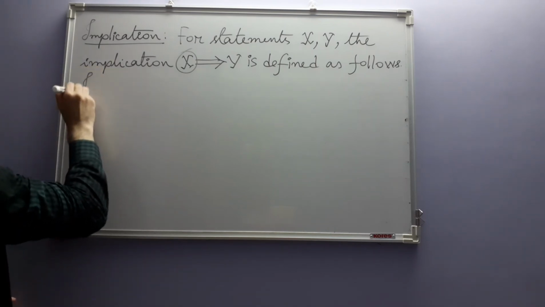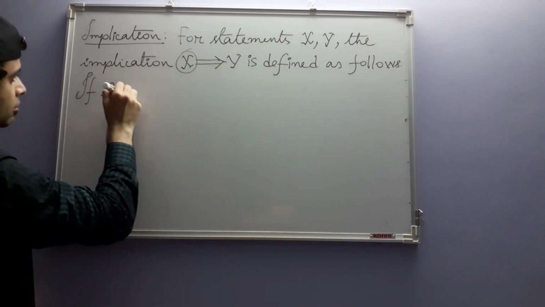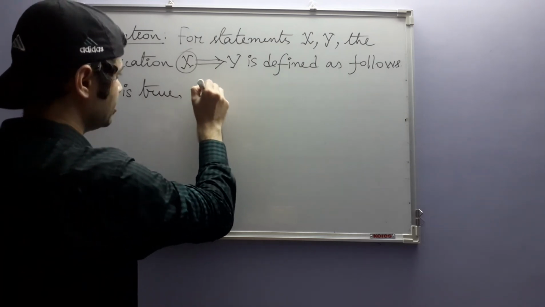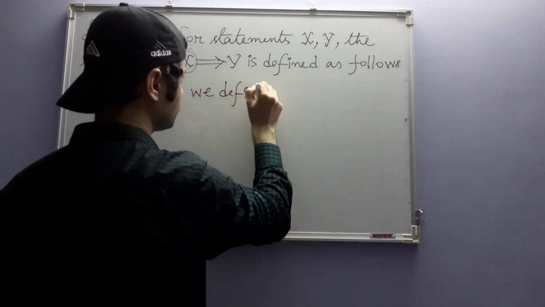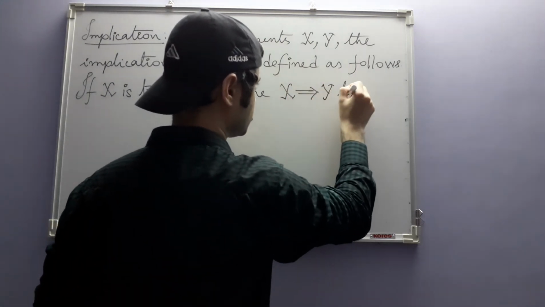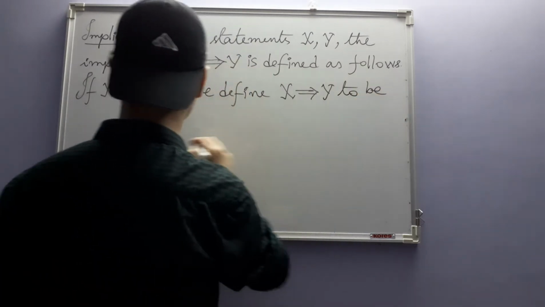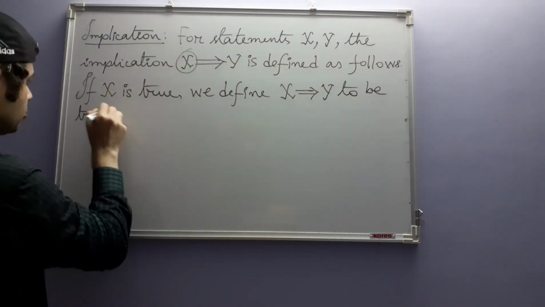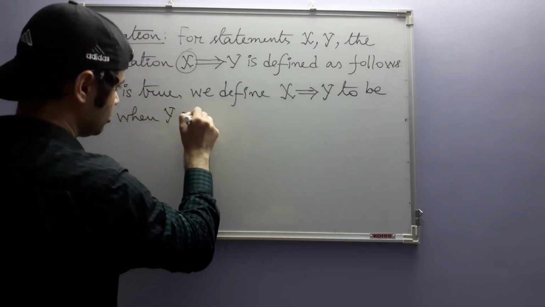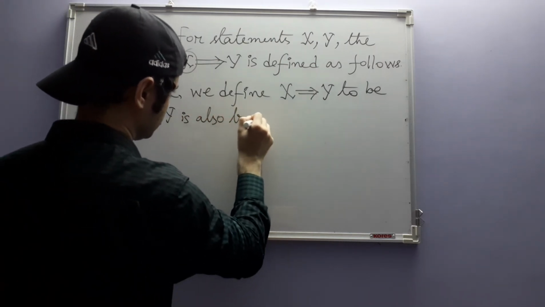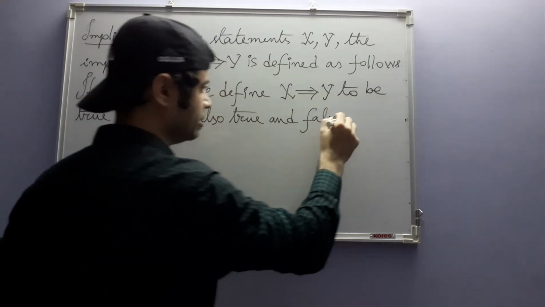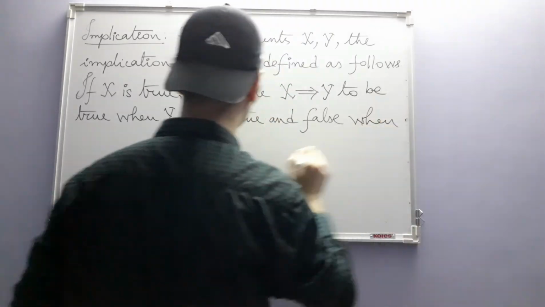If x is true, we define this to be true when y is also true and false when y is false.